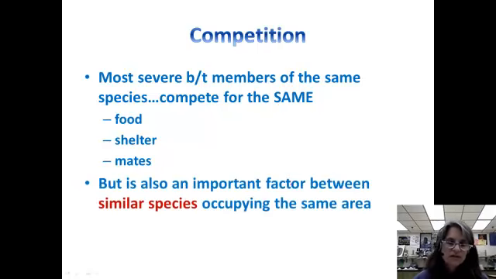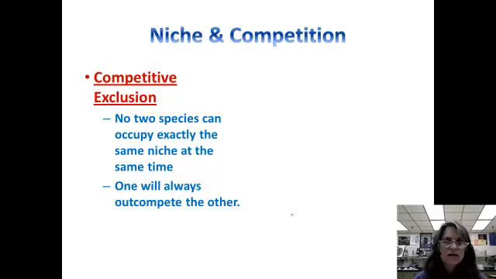So interspecific competition is probably less competitive than between members of the exact same species, but nonetheless it does exist. It is particularly an important factor when the species are similar and they are occupying the same area. They are living in the same place, and they have similar needs. You should be aware of this concept.